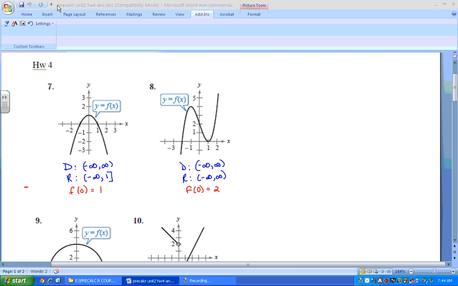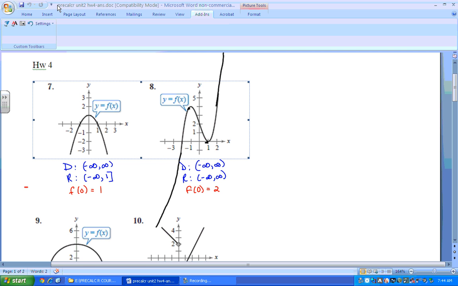The second one, number 8, all real numbers for both. Good. Is this an absolute or a relative? A relative max. And what about this guy down here? Relative min. Because this min goes on and on. This max goes on and on. There is no absolute max nor absolute min in this one. They're relative to that spot.